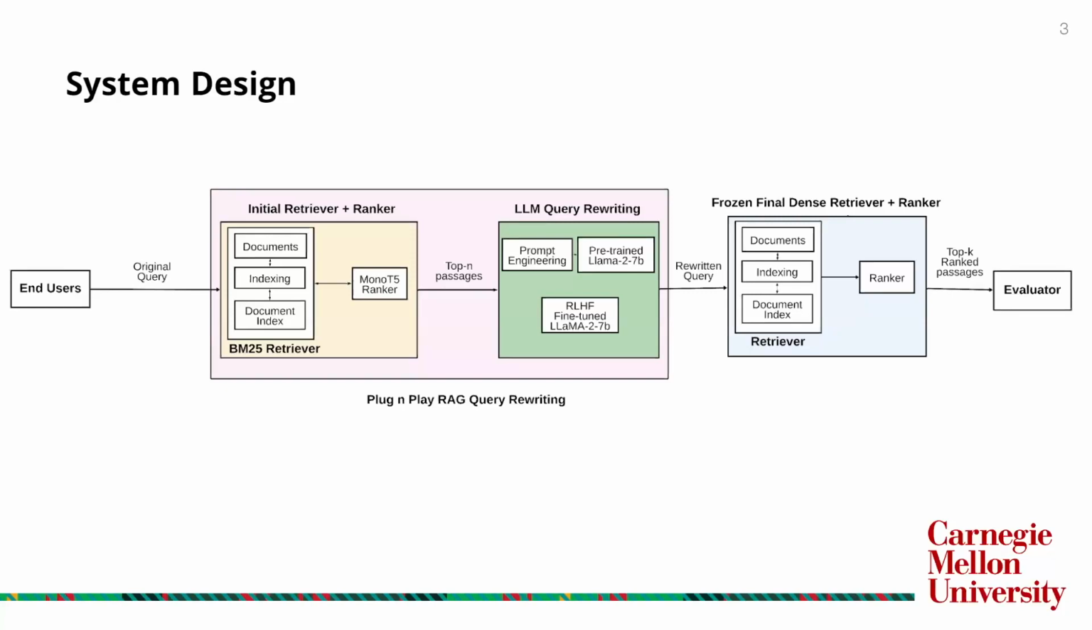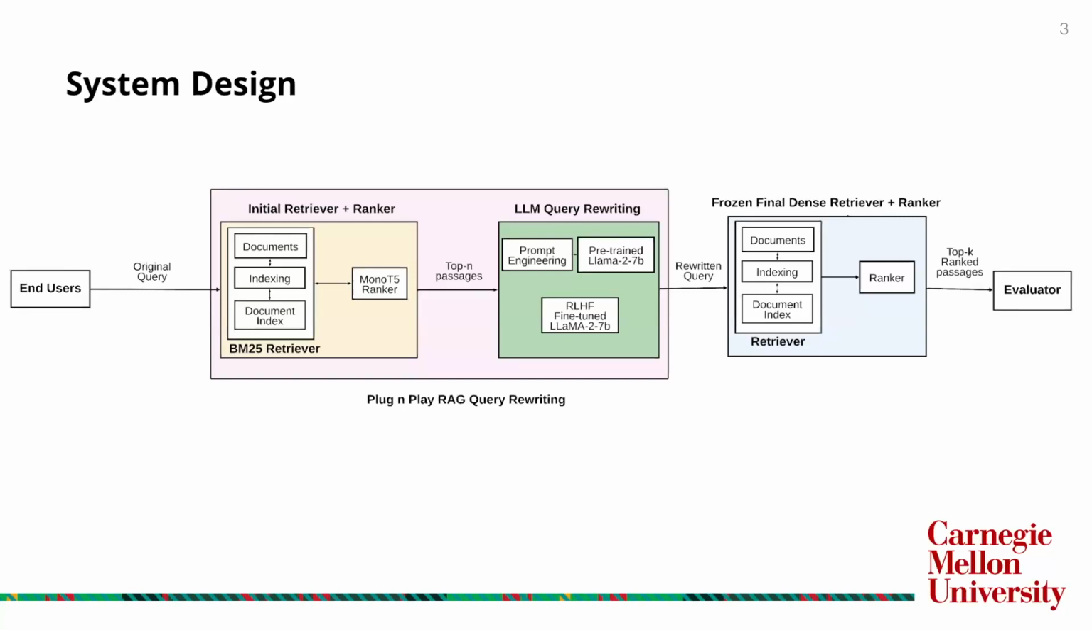When an end user sends us a query, it will enter the RAG query rewriting pipeline, which consists of two major components. The first one is the initial BM25 retriever and the mono T5 ranker. It will get the top N passages based on the given query. Once we get the passages, we will pass in the original query along with the relevant passages into our LLM rewriter.